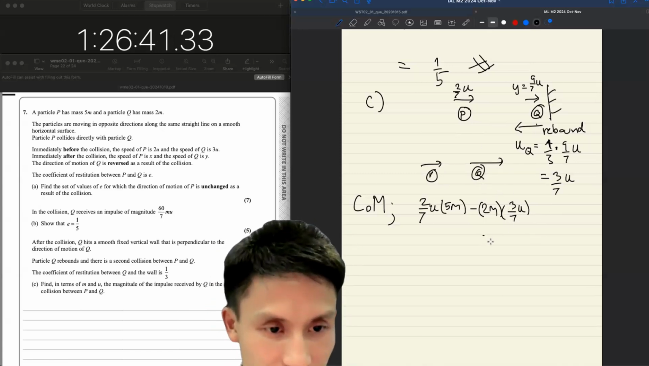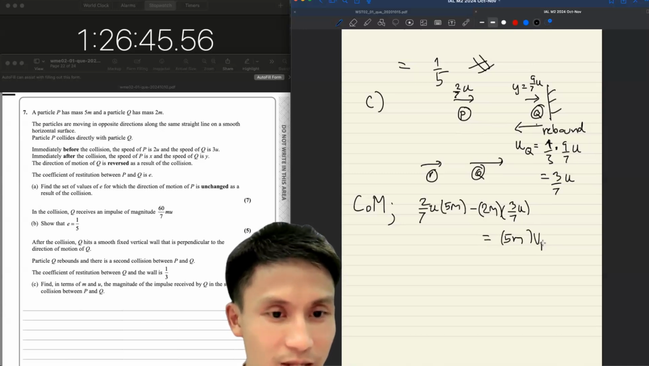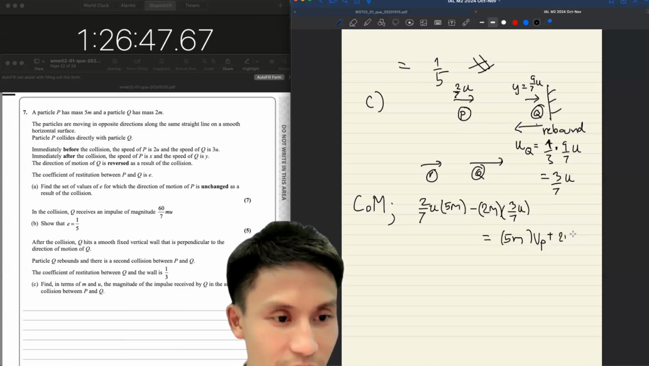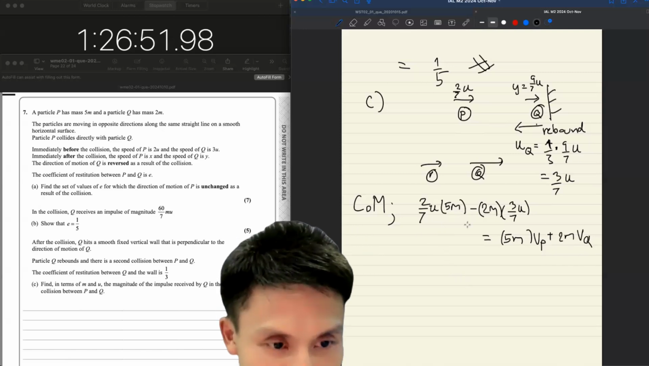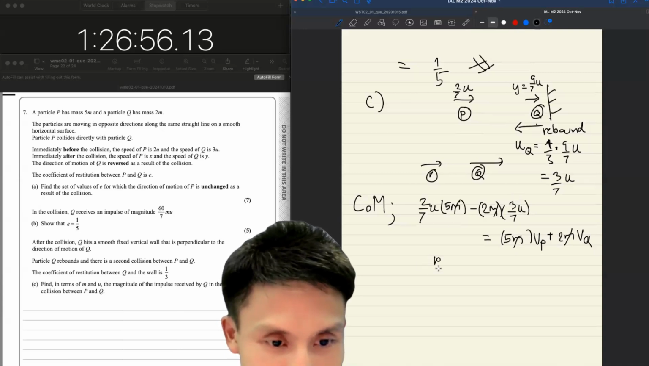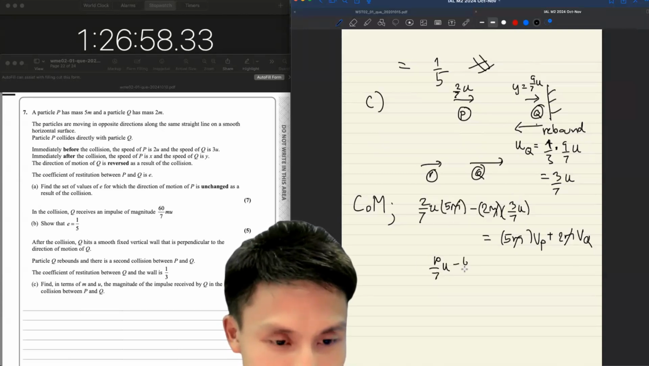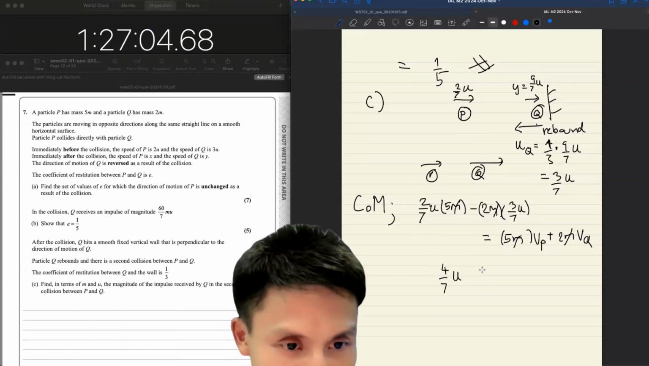Okay, so that's going to be equal to 5m, this is, say, Vp plus 2m Vq. All right, so that's after collision. So canceling m, we get 10 over 7u minus 6 over 7u here. So I get 10 minus 6, I get 4 over 7u.